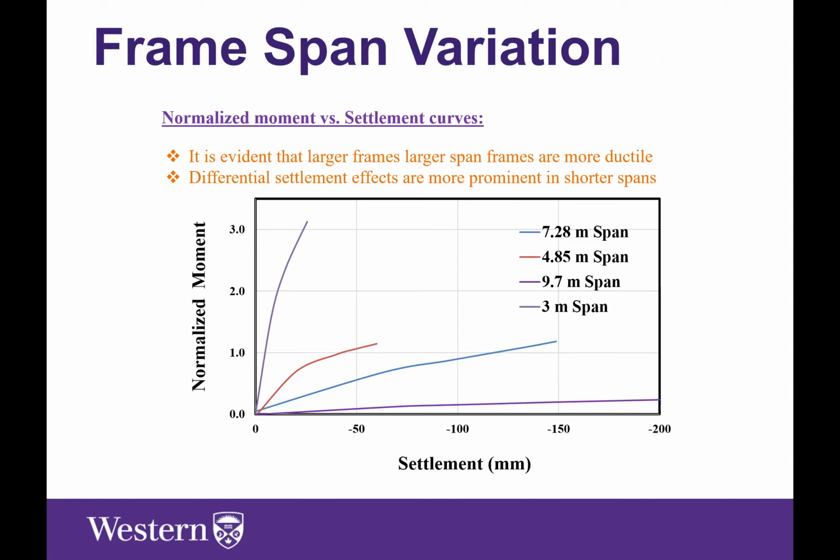Likewise, the ultimate failure, where the material failure of the frame occurs, increased twofold, from 26 to 60 millimeters when comparing the 3 meter span to the 4.85 meter span, so here to here. And as you can see, basically, the larger the span is, the more ductile the performance is.